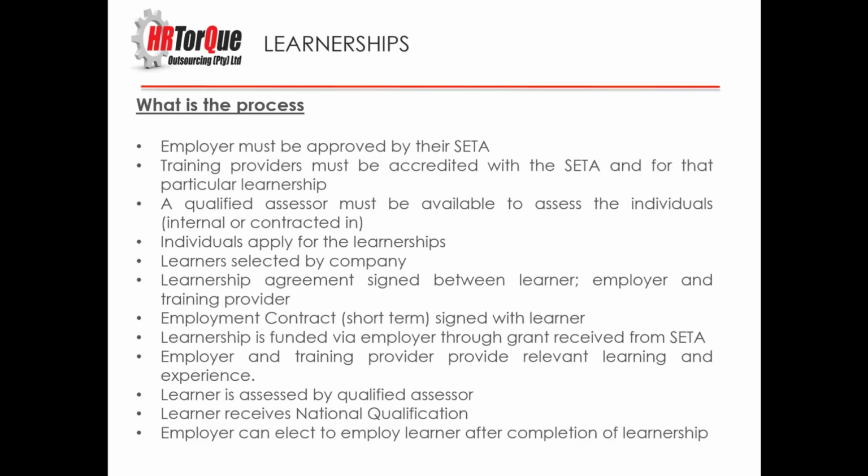Individuals then apply for the learnerships. The learners are then selected by the company, so you can select who it is that you want. And there is a learnership agreement that is signed between the learner, the employer, and the training provider. So there are things that all three parties have to bring to the table. You as the employer then sign an employment contract. It is a short-term contract, so you could call it a learnership contract if you want, but it is a fixed-term contract for the duration of the learnership.